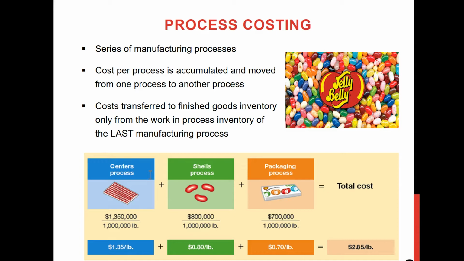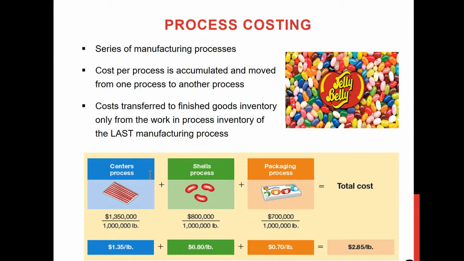This example is one of the candy companies, Jelly Belly company. They produce these delicious candy beans, and they use process costing because they usually produce almost identical candy beans. They may have different colors and flavors, but those are not very unique or customized. So they usually have similar type of products, and they produce huge or mass productions, billions of pounds of Jelly Belly beans.